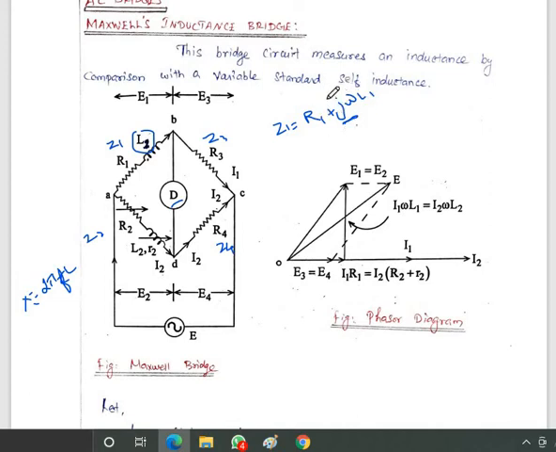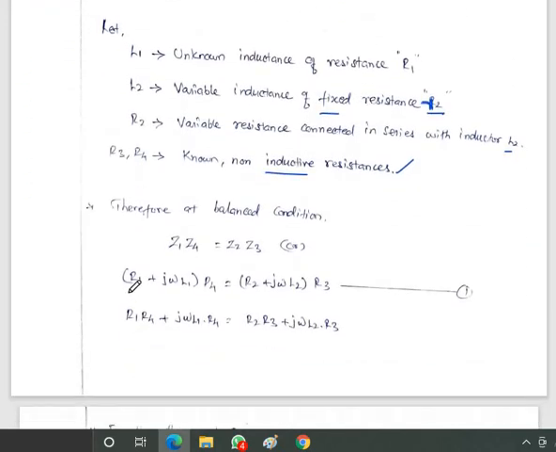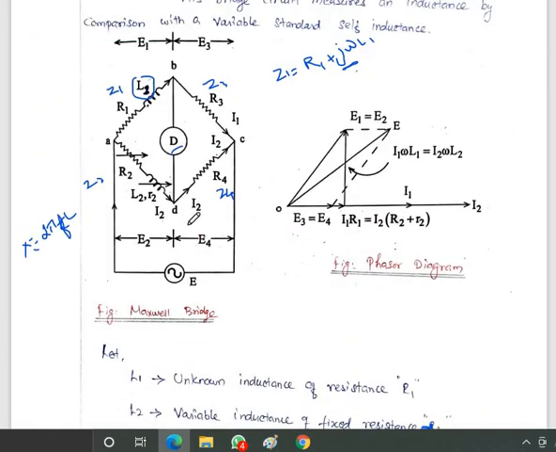Maybe you can refer to the basic circuit theory terminology that you studied in the previous semester. When the inductance is present in the circuit, it is notated as j omega L. So here we represent R1 plus j omega L1, multiplied by Z4. When the circuit is balanced, Z1 Z4 equals Z2 Z3. Here Z4 is nothing but R4, so multiplied by R4, and then Z2 and Z3.